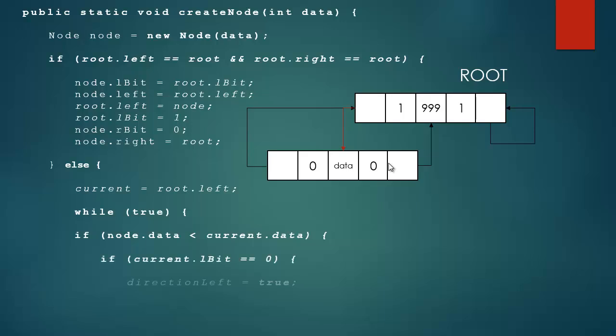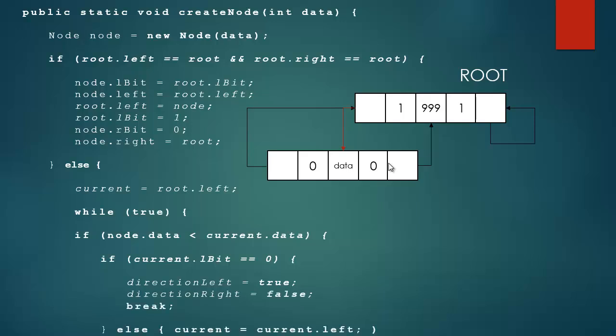then you would have expected it to go to the left. If direction left equal to true, okay, then break. Else, if the current.left, yeah. So if node.data is less than current.data, current is the new node, and if current.lbit is equal to 0, then direction left is true and direction right is false, because you want it to be in the left direction because it's less than. Okay, else if that's not the case, then you move on to the next node if it exists.